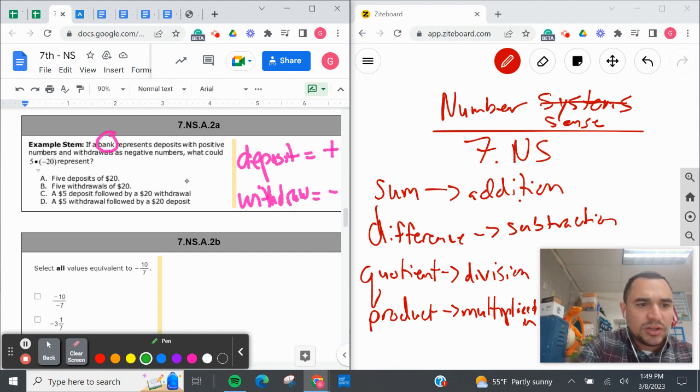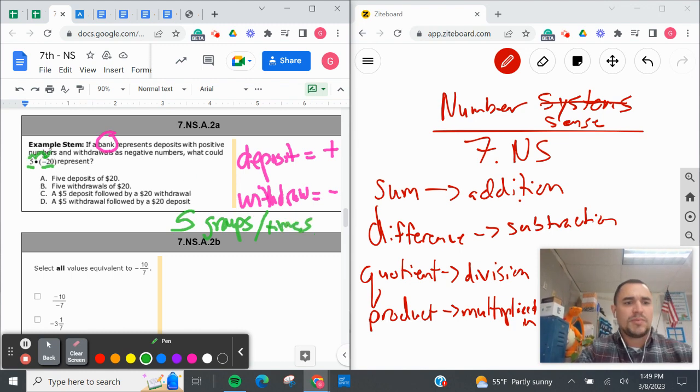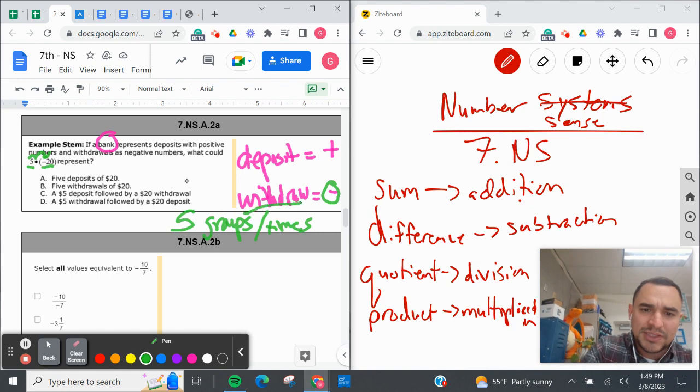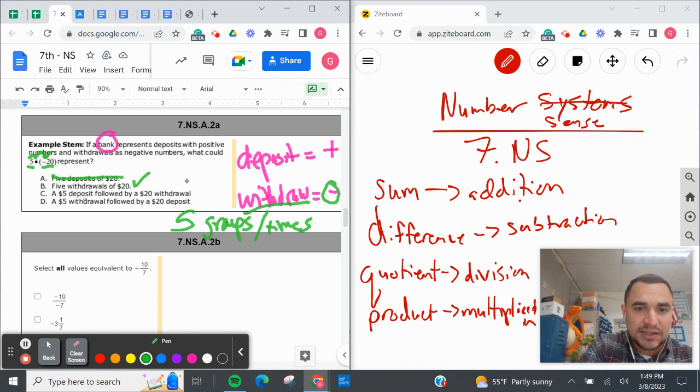So what could 5 and negative 20 mean? So 5 means there's 5 groups. 5 groups of what? Or 5 times, right? 5 times negative 20. Well, 5 times I did negative 20. So if it's a negative, I must have withdrawn. So 5 deposits? No. 5 withdrawals? Yes. $5 deposit followed by $20 withdrawal.